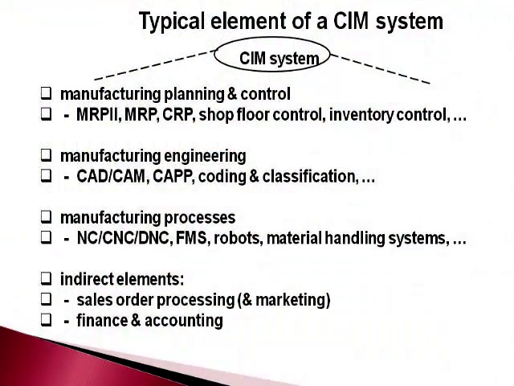Next, indirect functions. There are several indirect functions like sales, ordering information, finance, accountancy, budgetary planning, and HR planning. All these are indirect functions that support the main functions of manufacturing. So there also today we have payroll packages, HR personnel allocation packages, and sales ordering process packages.